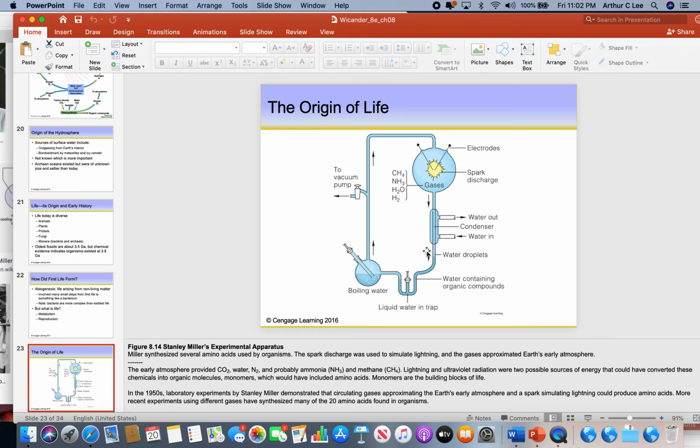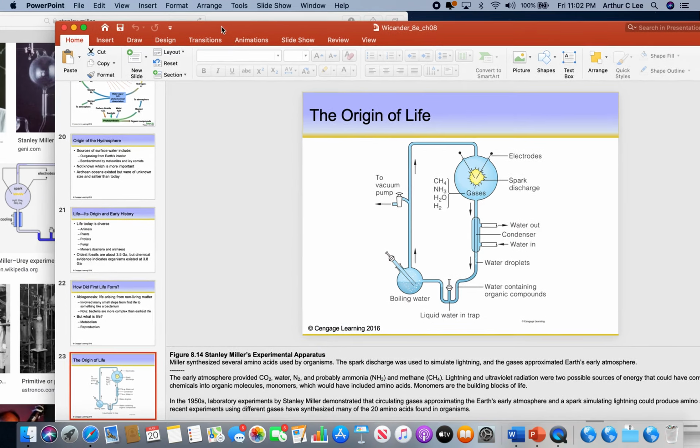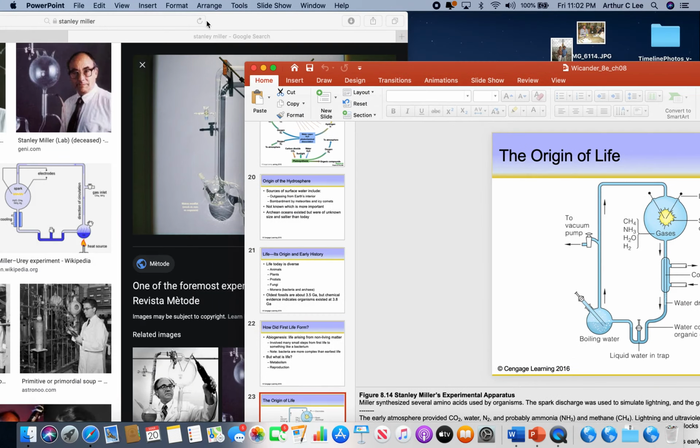And he wanted to see what came out down these tubes and could he make life in the laboratory? Did Stanley Miller make life in the laboratory? The answer is no. But he did make something. Let's take a look and see what he made.